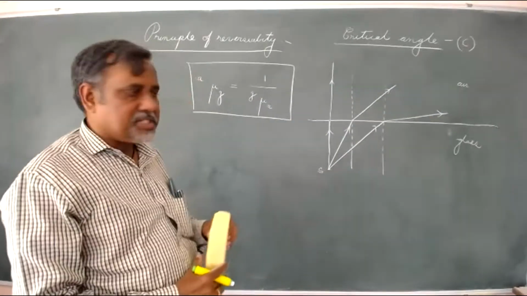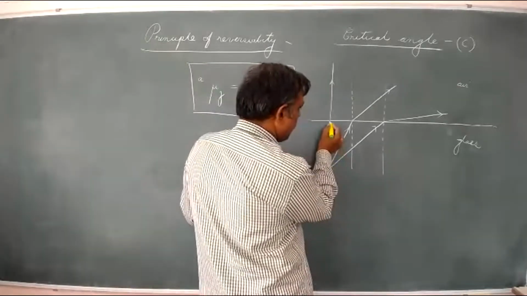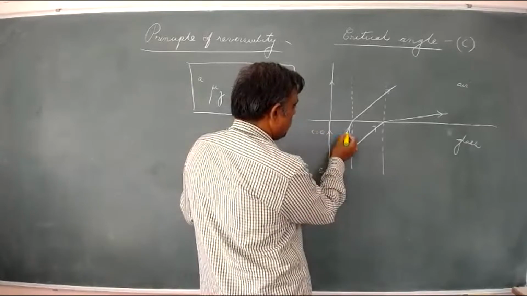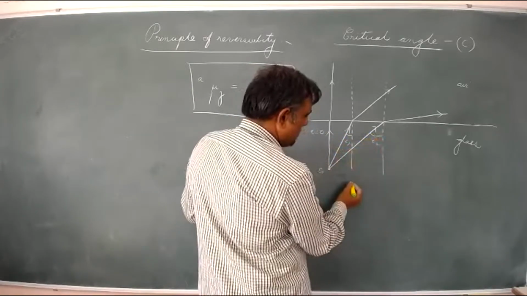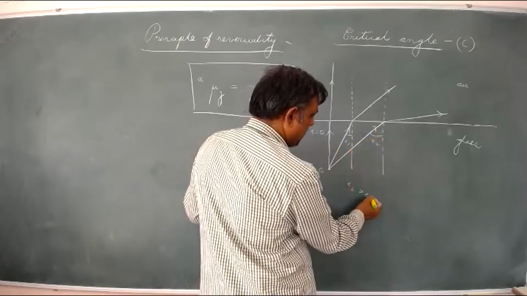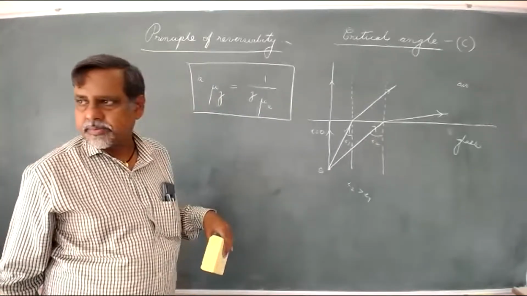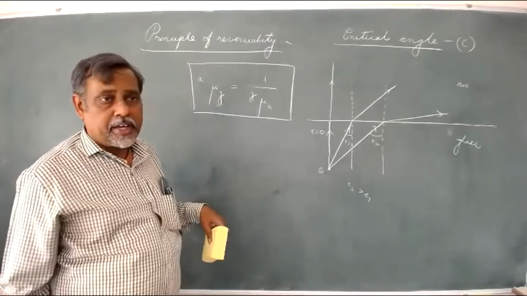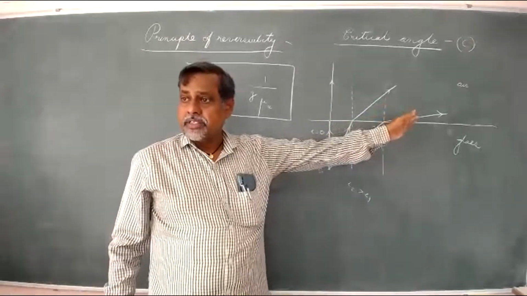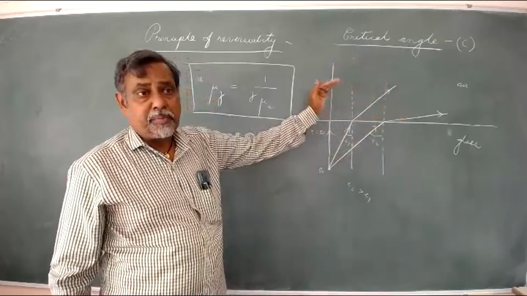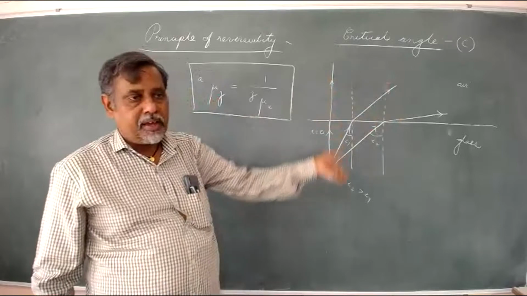Keep on increasing the angle of incidence. Here, the angle of incidence is 0. Here, the angle of incidence is I1. Here, the angle of incidence is I2. It is very clear that I2 is greater than I1. Like this, you keep on increasing the angle of incidence, then the angle of refraction will increase, meaning the refracted ray will move further away from the normal.